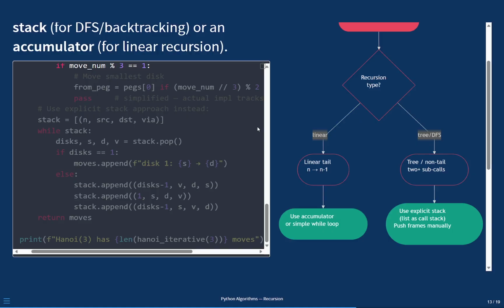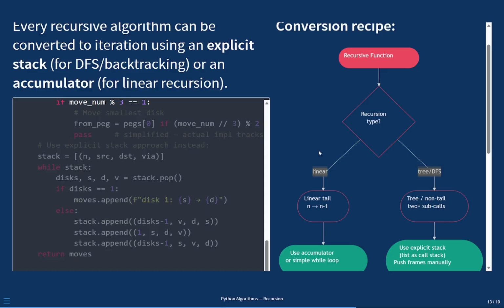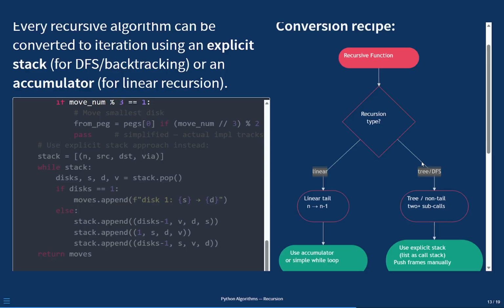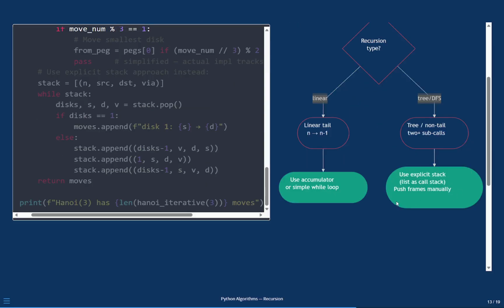The conversion recipe is simple. Identify whether the recursion is linear or tree-shaped. Linear: replace with an accumulator loop. The while condition mirrors the recursive condition. Tree-shaped: use an explicit list as a stack. Push frames as tuples. Pop and process in the loop.